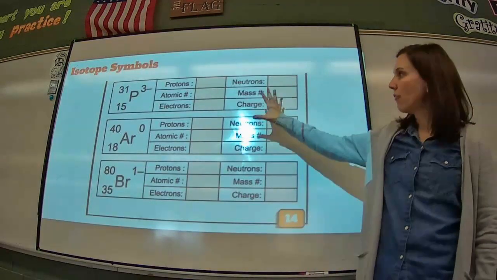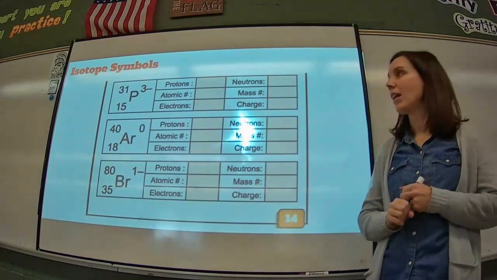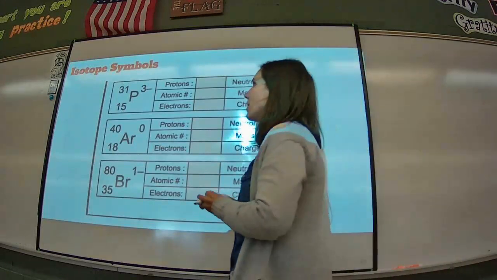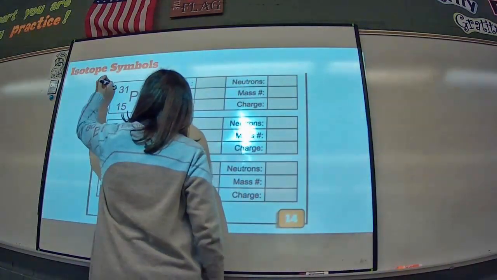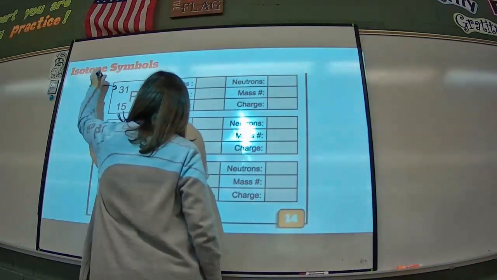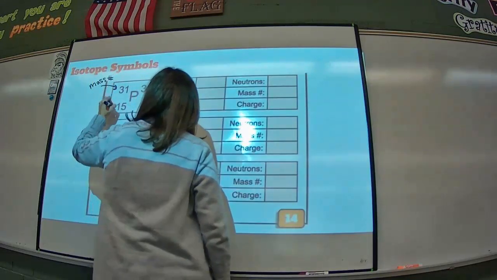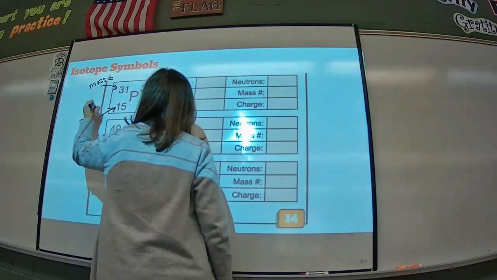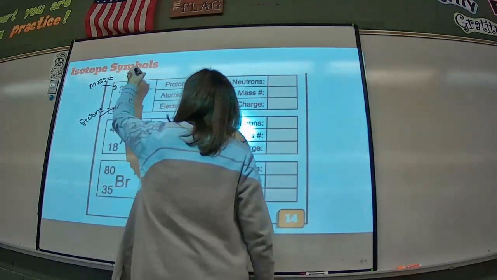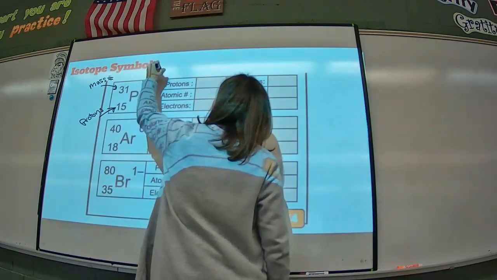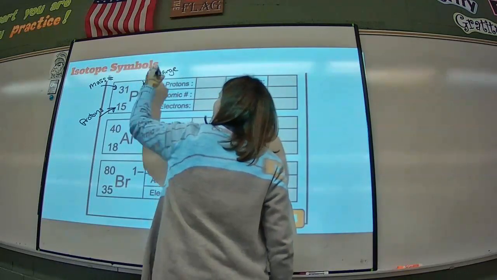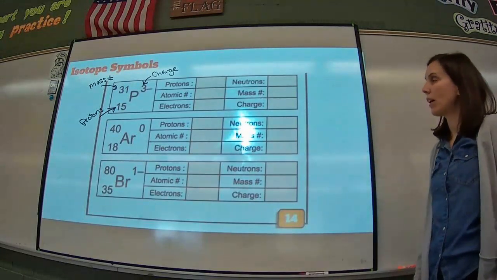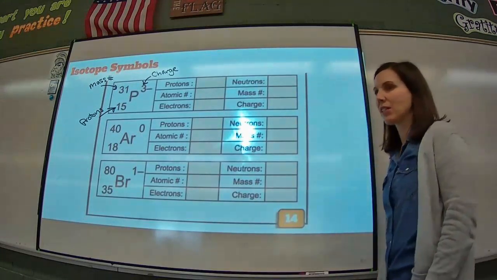Okay, so hopefully you've done these ahead of time, and now I'm going to go through the answers and you can check your work. So remember that our top number is our mass number. The bottom number is our protons, also known as atomic number. This top number here is charge. And then this is our element symbol, P.